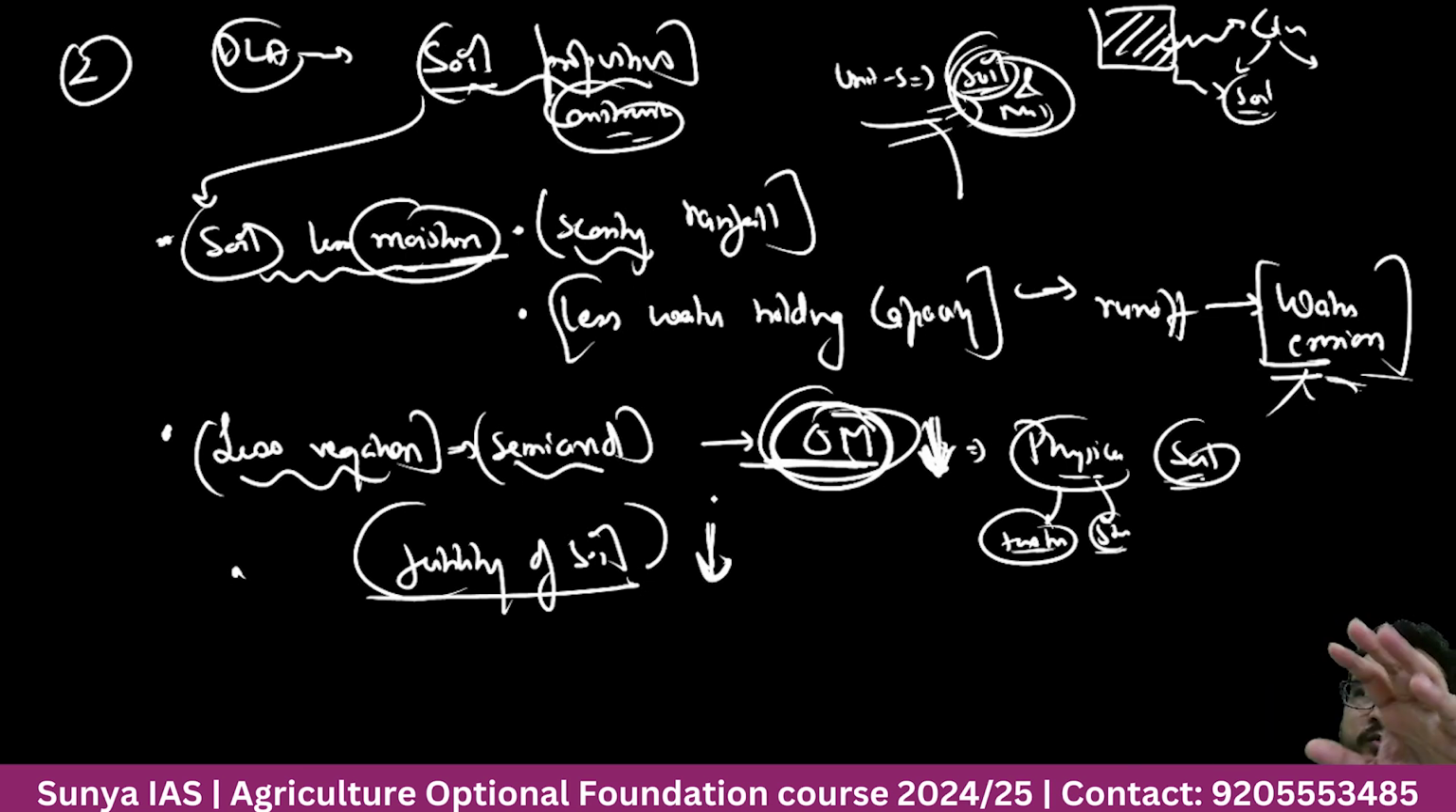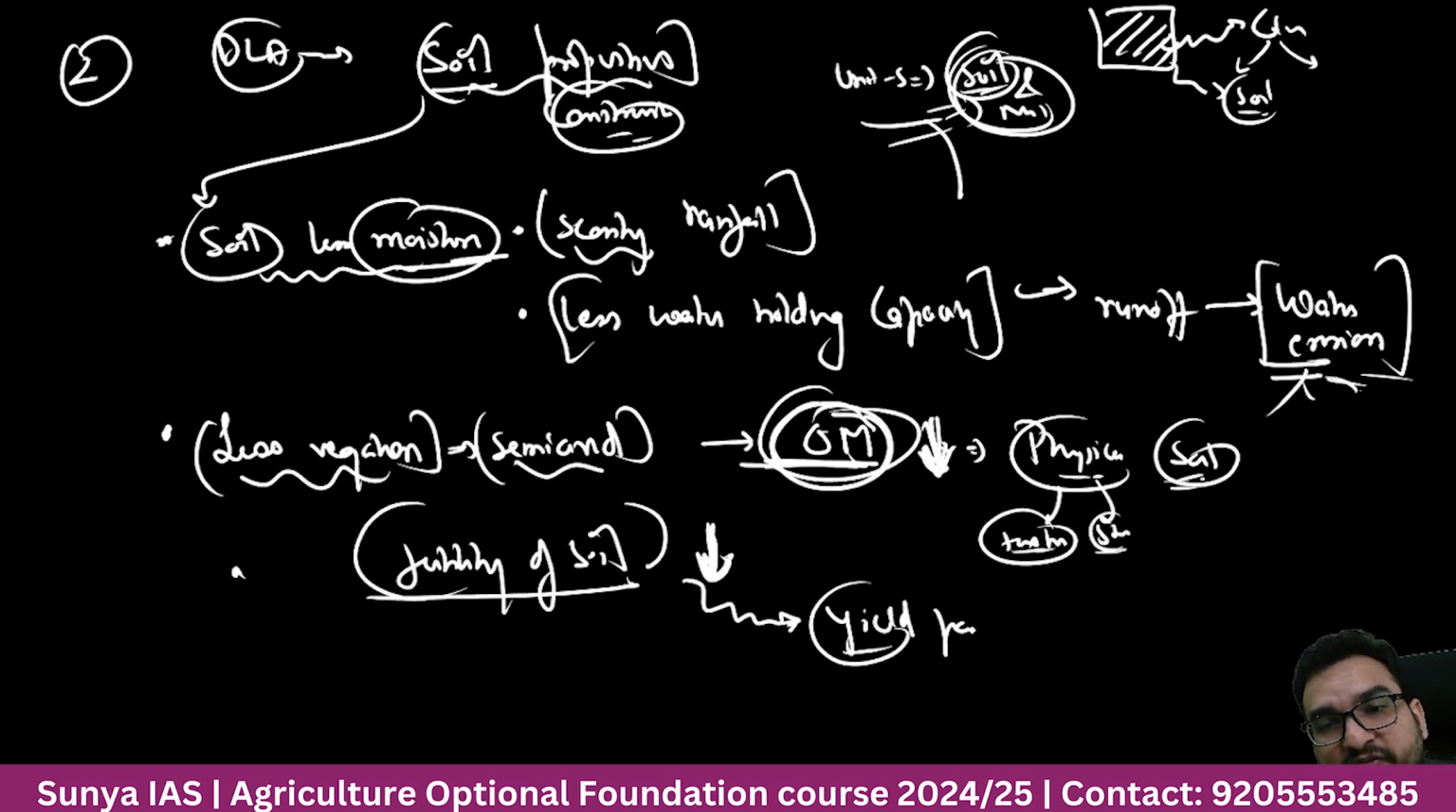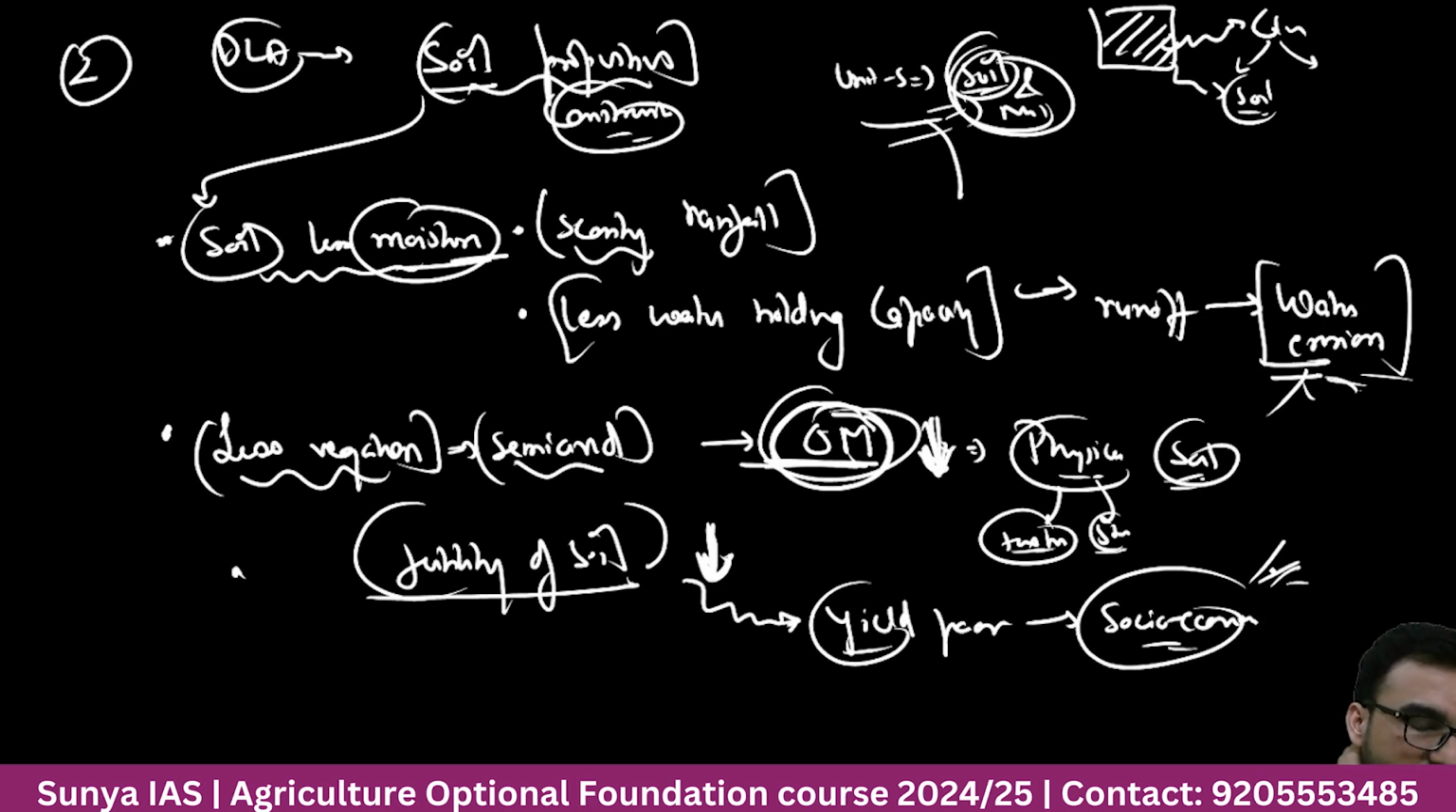So the areas which you will call, okay, this area is under dryland agriculture, you can assume that this area might have less fertility because here organic matter content will be less. Here the soil water holding capacity will be less. So fertility of the soil is less. Now, because of this less fertility of soil, automatically you can say that here the yield will be poor. If yield will be poor, then the socio-economic condition of farmers will also be poor, as I have connected just before also.